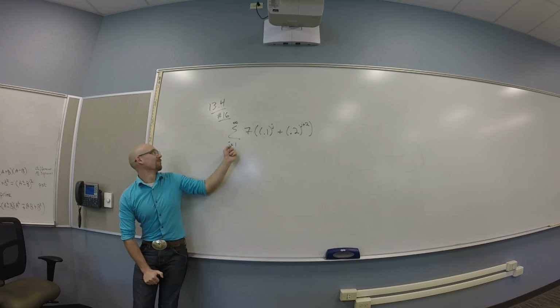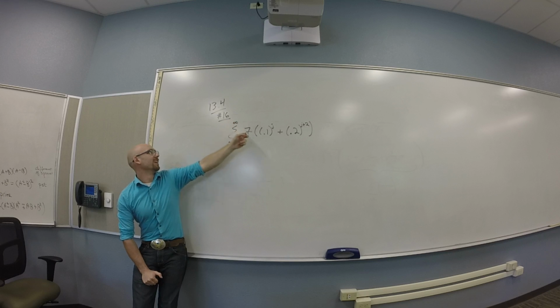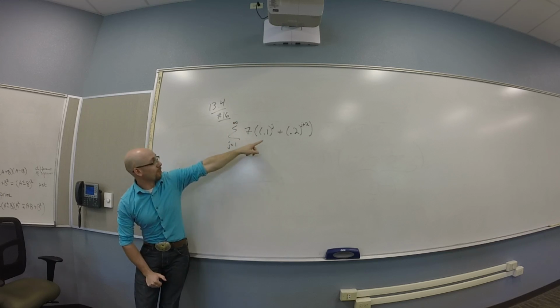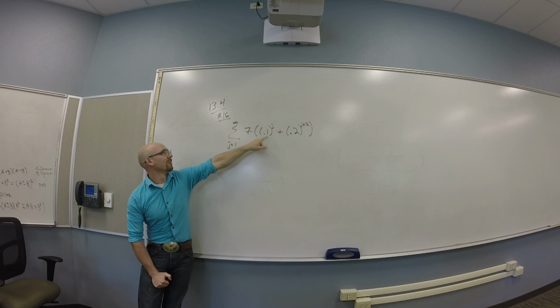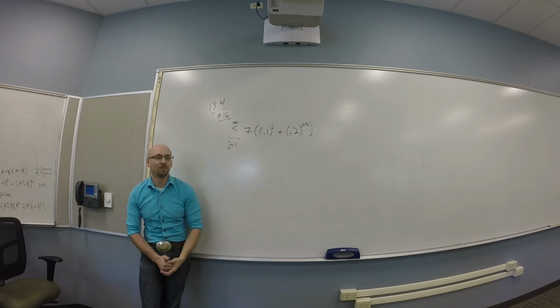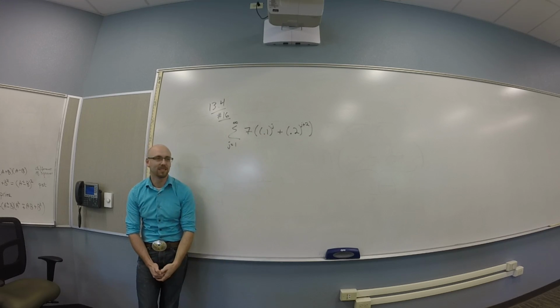So we have the sum from j is 1 to infinity of 7 times the quantity 0.1 to the j plus 0.2 to the j plus 2. I'm supposed to break this up somehow and find the sum.